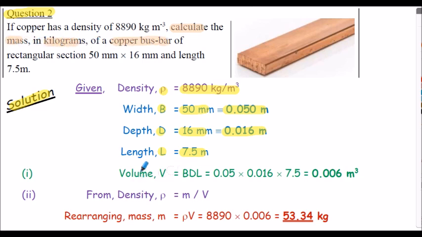So the first thing I need to do is calculate the volume. So volume will be the breadth times the depth times the length of the bus bar. So inserting the above dimensions, the volume of the bar is 0.006 meters cubed. In step 2, knowing that density rho is equal to m divided by v, we can rearrange the equation for the mass m. That's rho multiplied by v. So inserting the values above, we find that the mass of the bus bar is 53.34 kilograms.